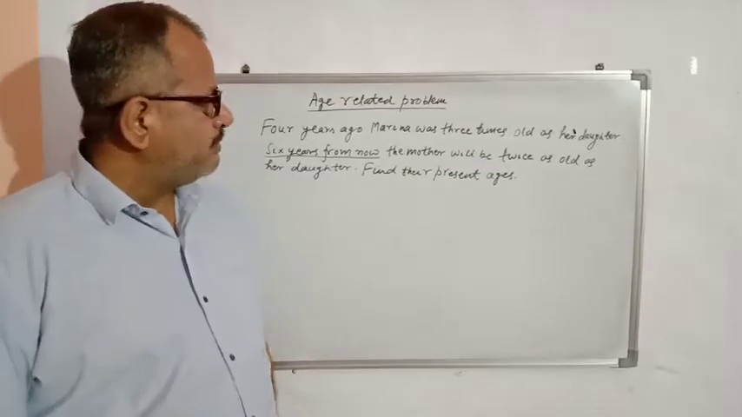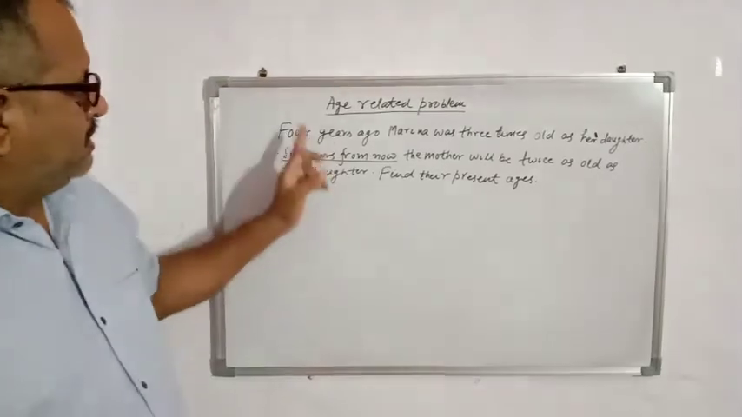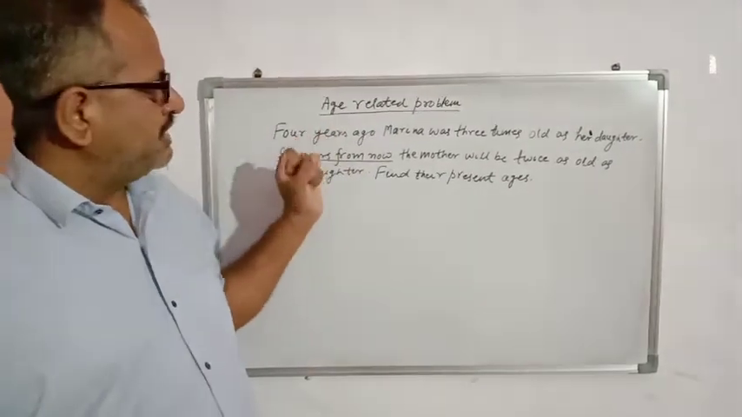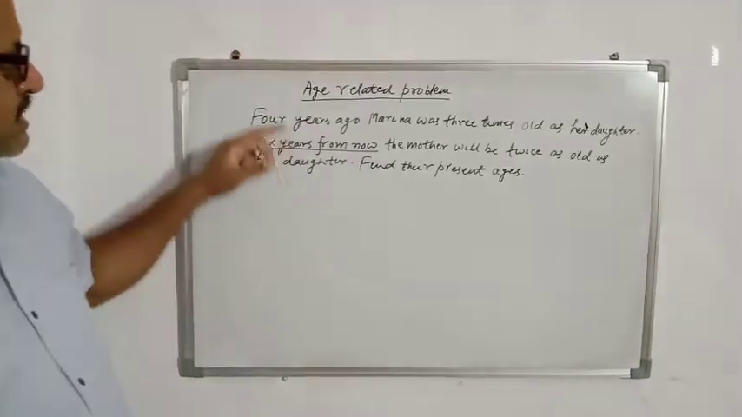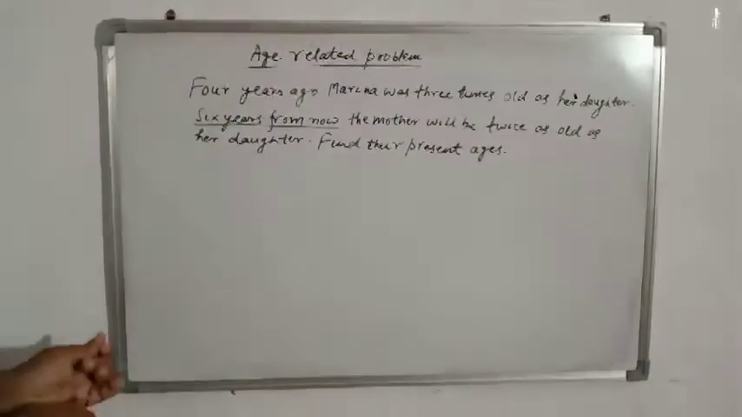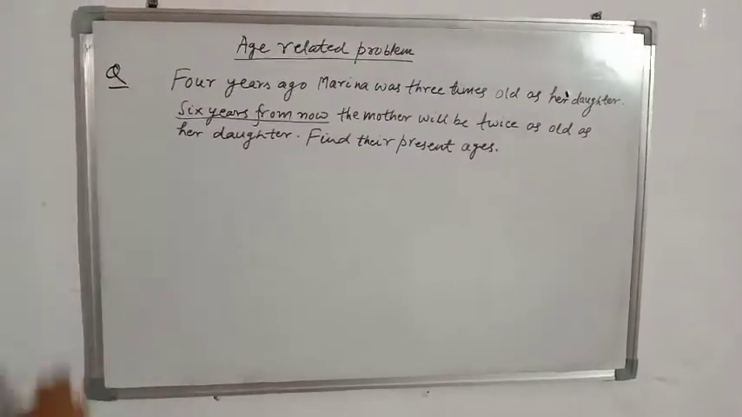In this video, we will see some more applications of simultaneous linear equations, like age-related problems and boat and stream related problems. Firstly, we will see an age-related problem. I have taken one question as an example.